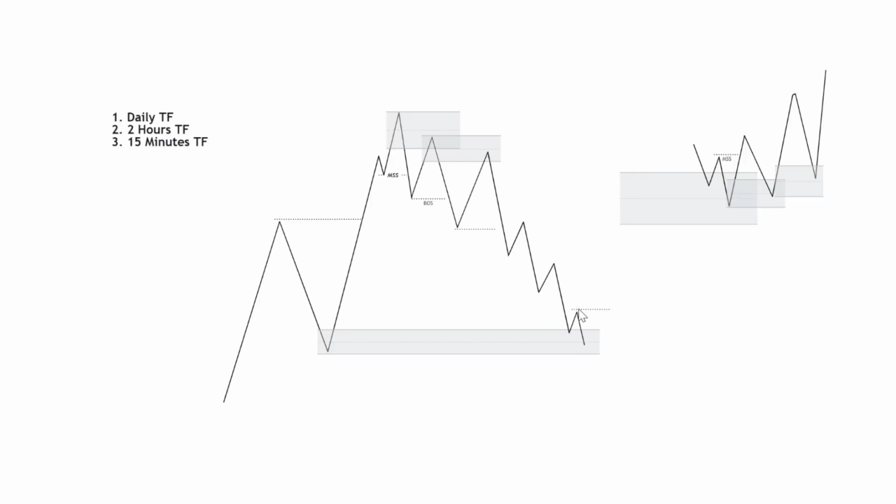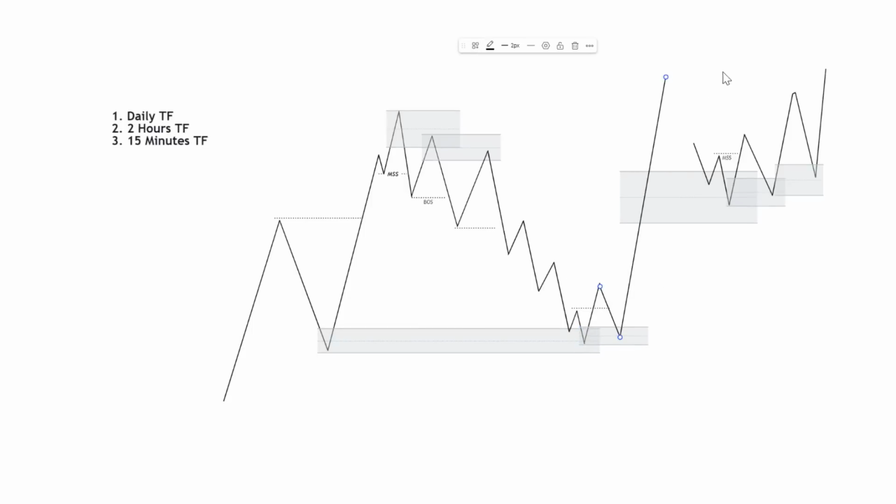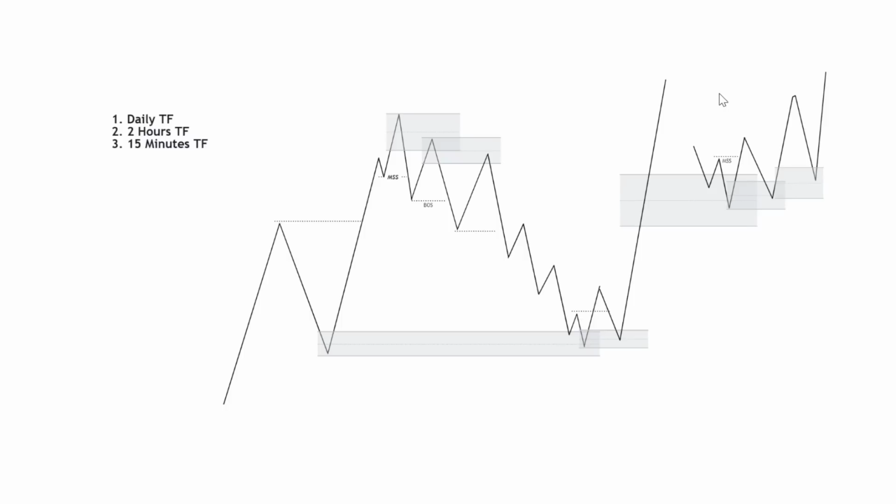Now at this point, you see price mitigates our zone, and what you want to see is a shift in structure. From here, you see price breaks above this particular high, so this is your valid market structure shift, and you're going to look to get your entry from this zone. If price comes back to mitigate your zone, you're going to look to trade to the upside, and this is a very simple strategy.